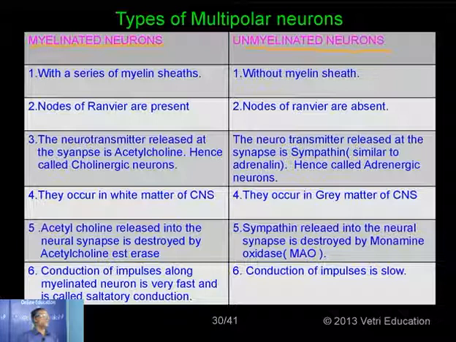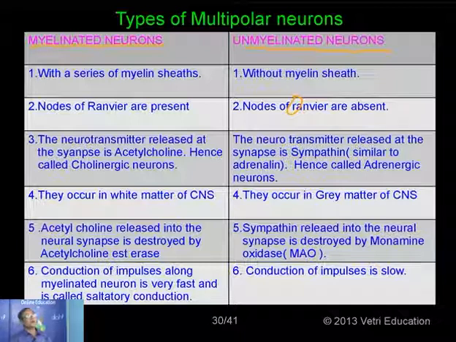Now what is the difference between these two? The name itself implies the first difference. In the case of myelinated neurons, there is a fatty layer; it is a series of coverings found around the axon. So with a series of myelin sheath, the fatty sheath, and without the myelin sheath. That is why it is normally white in color, and this one is gray, because of the absence. And there are some constrictions formed between the myelin sheath segments. Such constrictions are called nodes of Ranvier, and the nodes of Ranvier are absent in unmyelinated neurons. You'll see this in the diagram and the discussion later. The nodes are nothing but the constrictions present at regular intervals between the successive layers of the fatty sheath.